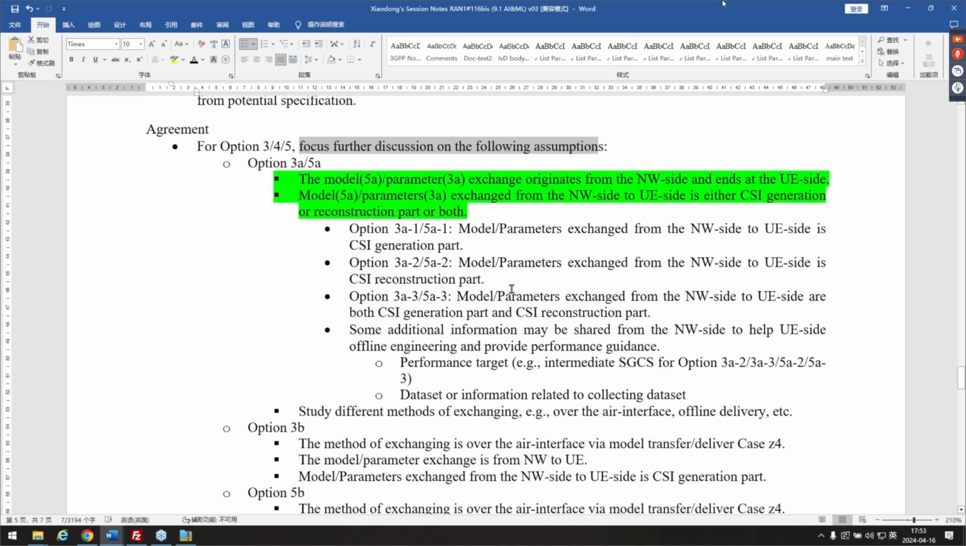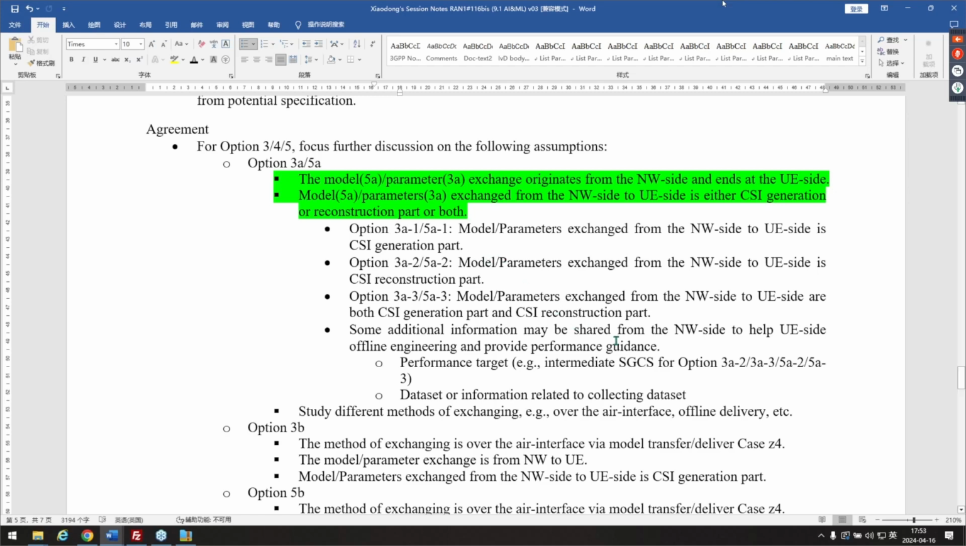So our understanding is that we don't need to have such an assumption right now at this stage. For 3 and 5A, we directly state what they are. These are the further discussion categories. Then, to avoid discussing this additional information in option 3A and 5A, can we change it to "some additional information to be considered"? It doesn't directly state that it may be shared. I will leave it to you if you really like this discussion. I don't think it is a really critical issue, right?